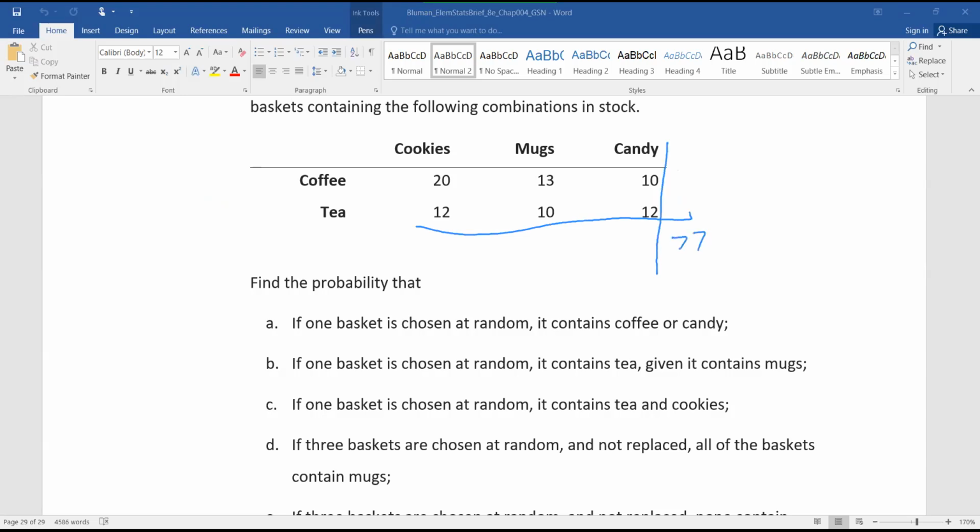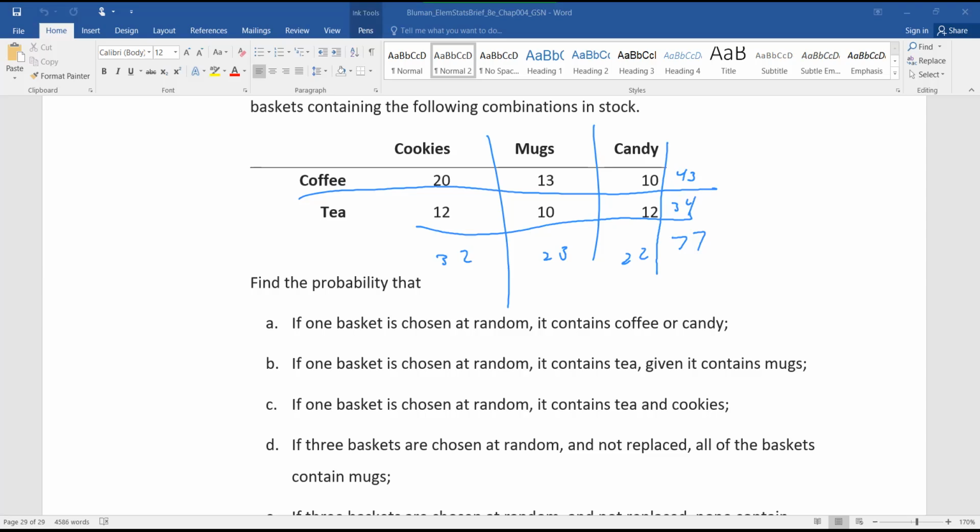You have a total of 77 of these items. Out of these 77 items, 20 plus 13 is 33. You have 43 that will have coffee. 12, 22, 34 of them will have tea, also equals 77. Out of those options, 32 have cookies, 23 have mugs, and 22 of them have candy in it. And that also totals up to 77. Right, that's how this is read. Everyone get that written down?